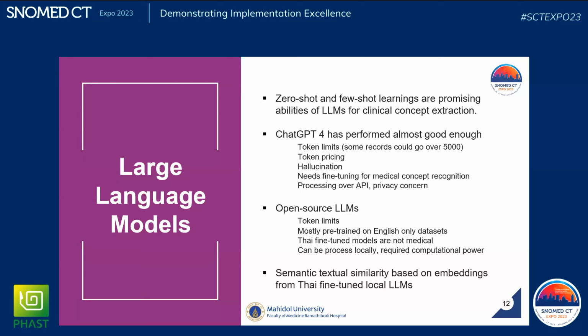ChatGPT accepts about 4,000 tokens per transaction, but some records could go over, like 5,000 tokens. And the pricing: they are priced according to the number of tokens.